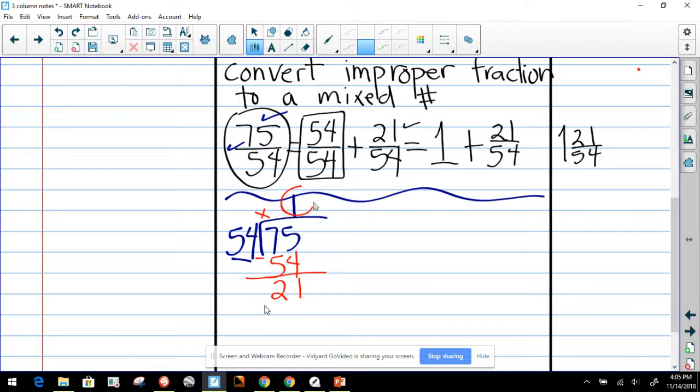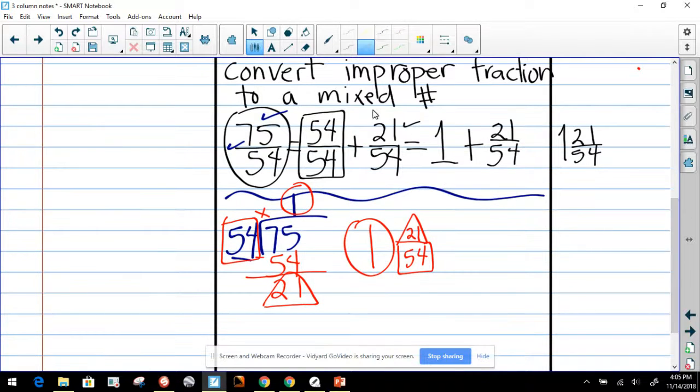The pool next to the house. And that's how you write the answer. The pool next to the house. Now, the pool is a whole number. The house is 21 parts out of 54. Okay, my friends? So now, that is how you convert an improper fraction to a mixed number.